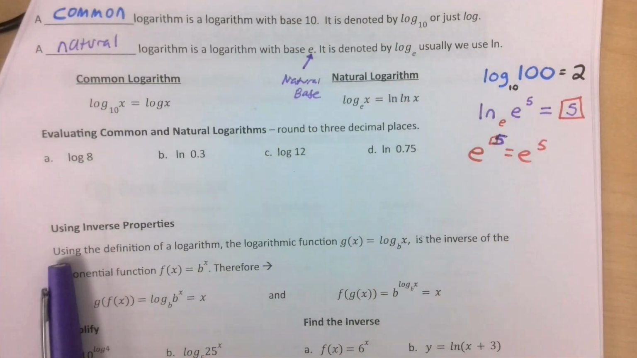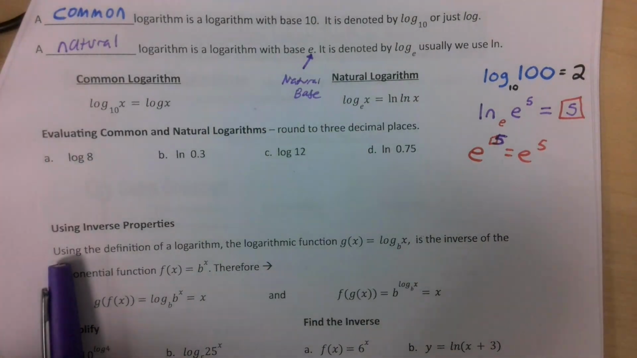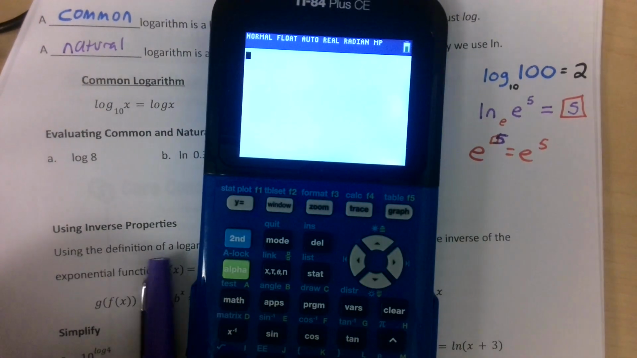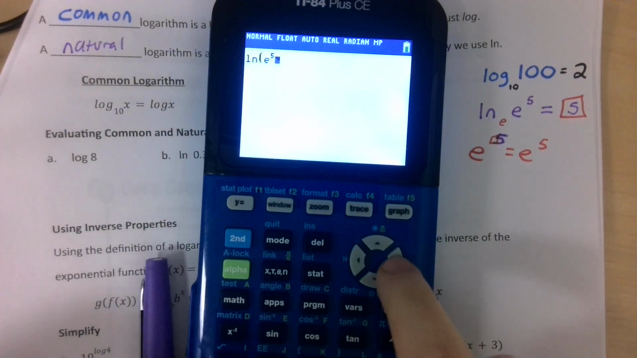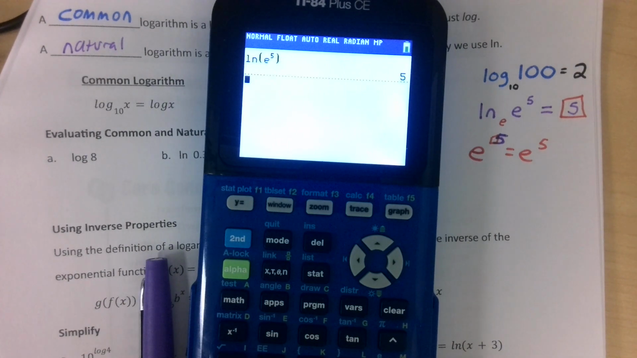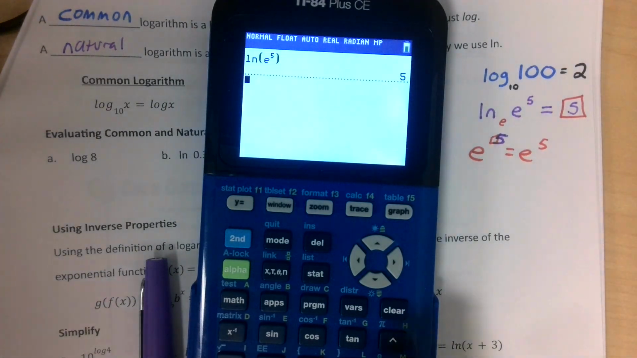In fact, if I type that into my calculator right now, I go the natural log of e to the fifth, just make sure I get the right syntax, I get 5. Perfect.